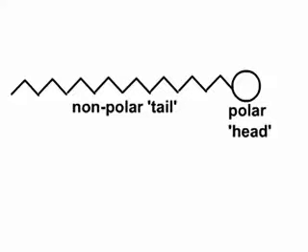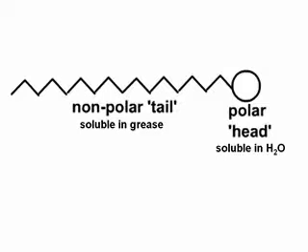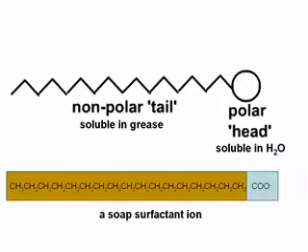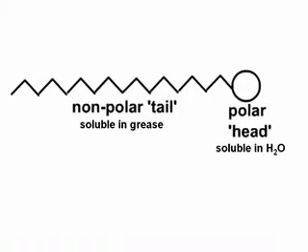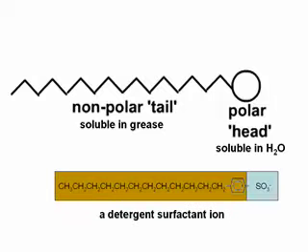A detergent molecule is a long organic molecule with a very long non-polar tail and a polar head. Now the non-polar tail is soluble in grease and the polar head is soluble in water. An example of this type of molecule is a soap molecule. And you see the very long hydrocarbon chain, which is non-polar, and the COO- ion at the end, which is polar. That's a natural surfactant. We also have synthetic surfactants like detergents, which again have a very long non-polar tail and a polar head.